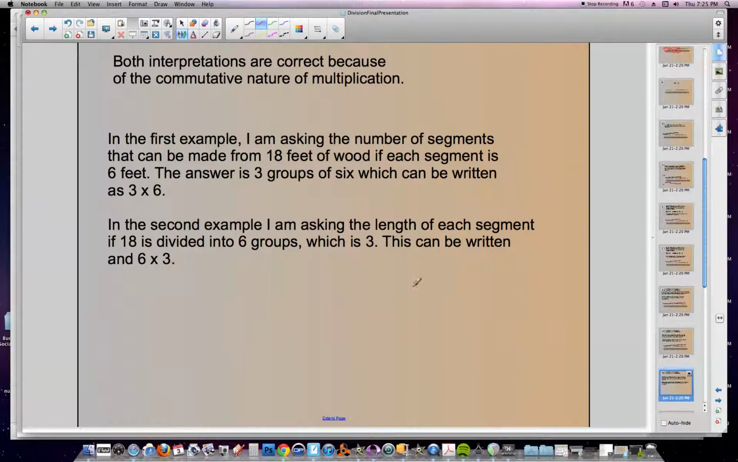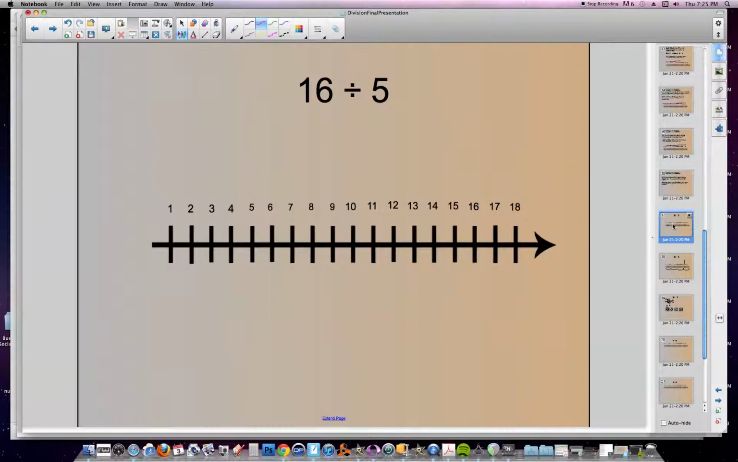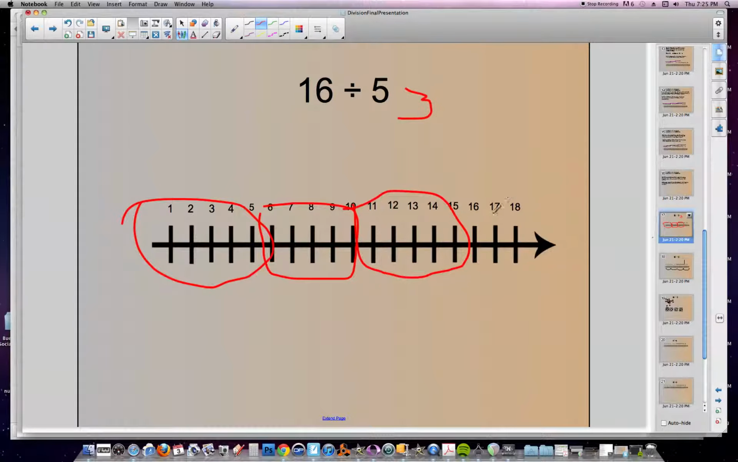And this is just sort of what I just described. One last issue, 16 divided by 5. We say, okay, well, let's work on the context of how many segments can I get that are a length of 5. Well, there's 5. And then 6 to 10, there's another 5. And then there's another 5. Well, I get 3. I can't go any further, right? The next segment of 5 would take me up to 20. I don't have that much to work with.